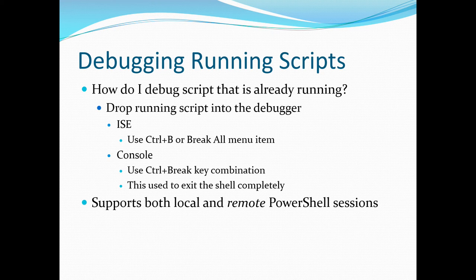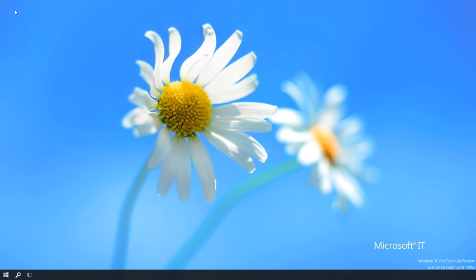For the ISE, the way you do that is very straightforward. You can use the Control B key combination, or you can use a new debug menu, Break All menu item. In the console, it's a little bit different. It's the Control Break key combination, and that'll drop running script into the console command line debugger. And this works both on local and remote sessions. So to demonstrate this, very straightforward.